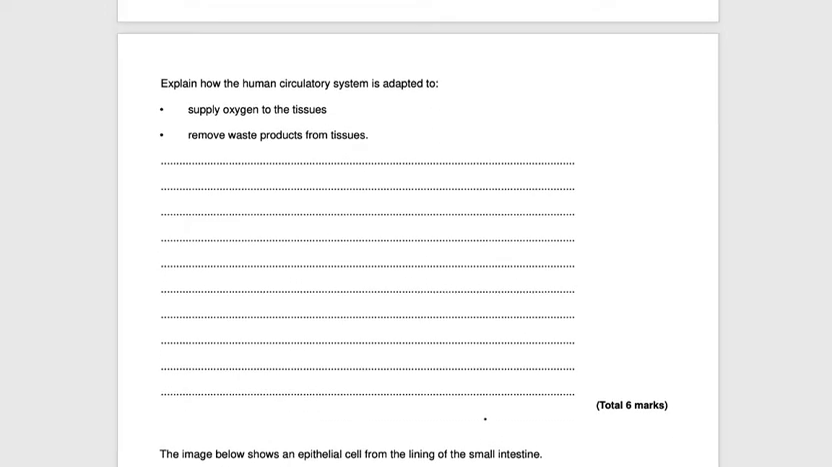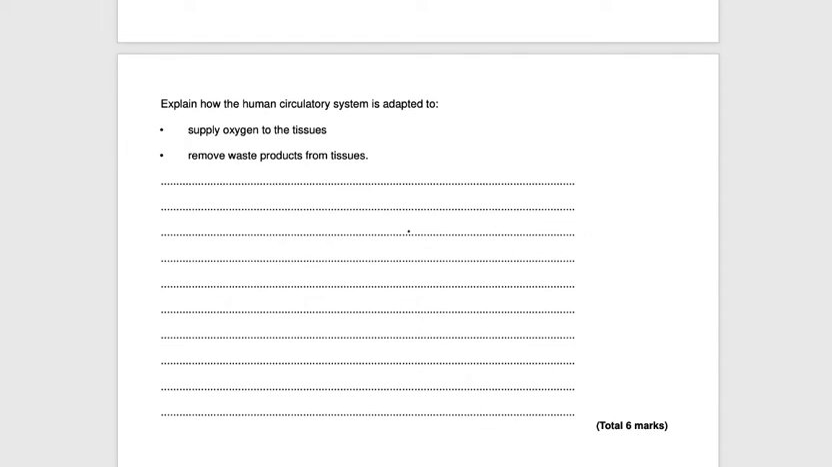Okay, next question, we have a 6-mark question. Explain how the circulatory system is adapted to supplying oxygen to the tissues and removing waste products from the tissues, and it's a 6-mark question. So we know what the circulatory system is, and the most obvious point that we could possibly give here is that humans have a double circulatory system.